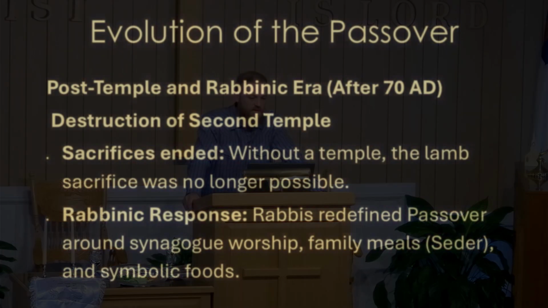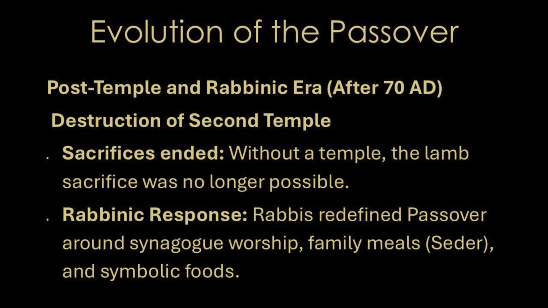As we know, eventually after 70 AD, Titus and his legions destroyed Jerusalem once again. The temple was destroyed just like Jesus predicted, and again, sacrifices were ended. So what they ended up doing is the rabbis kind of got together, had a powwow, and decided, okay, we're going to turn this into more of what we're going to see here today, which is more around synagogue worship, again in the family group, and very ritualistic and symbolic foods.